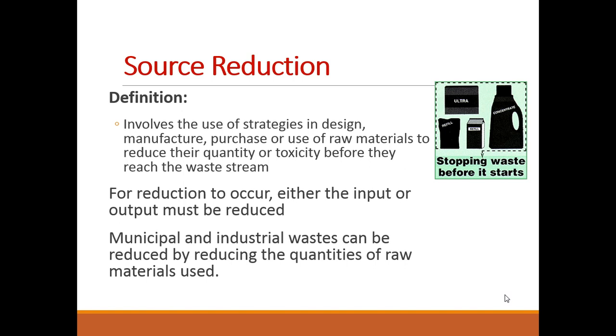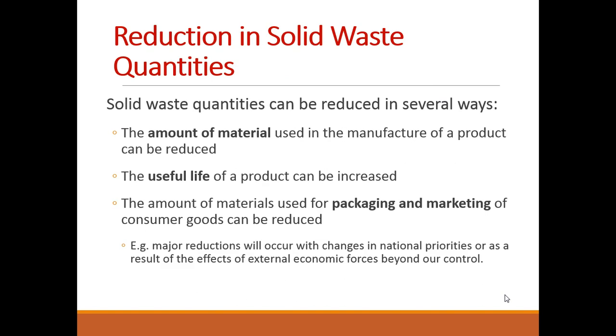Municipal and industrial waste. We defined municipal and industrial waste in the previous lesson. These can be reduced by reducing the quantity of materials used, as we said before. Still talking about reduction of solid waste quantities, there are several ways in which we can do that, and we will look at them briefly. First one would be the amount of materials used in the manufacture of a product, and we will look at a few examples in the coming slides.